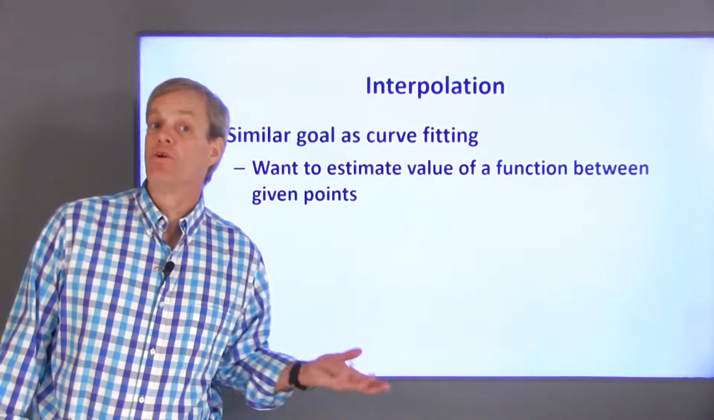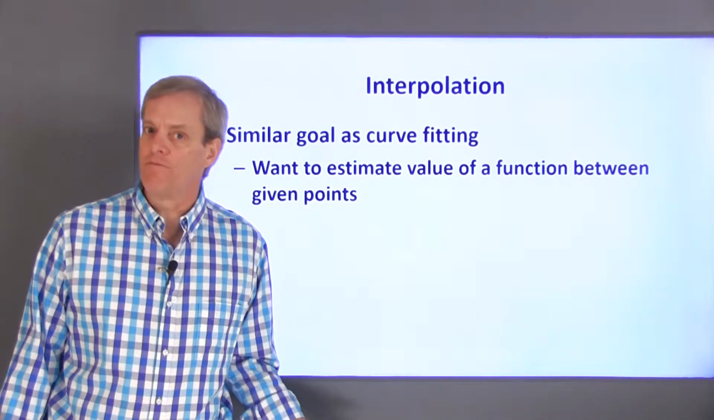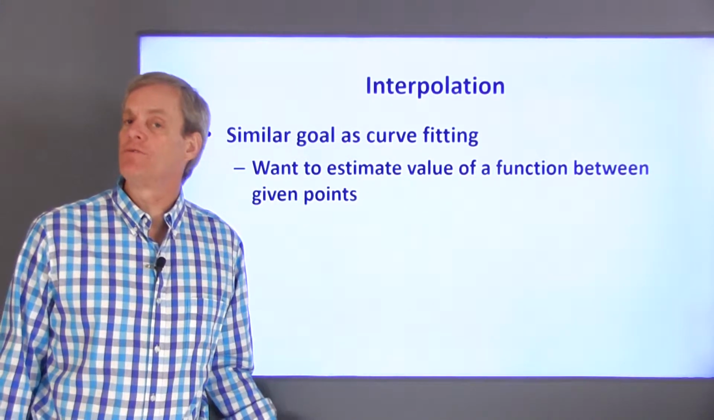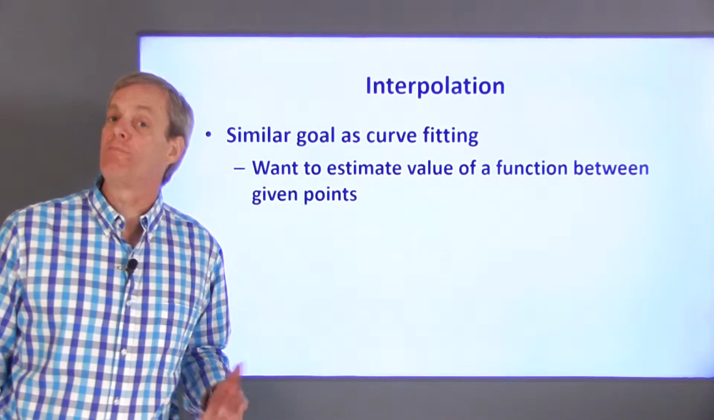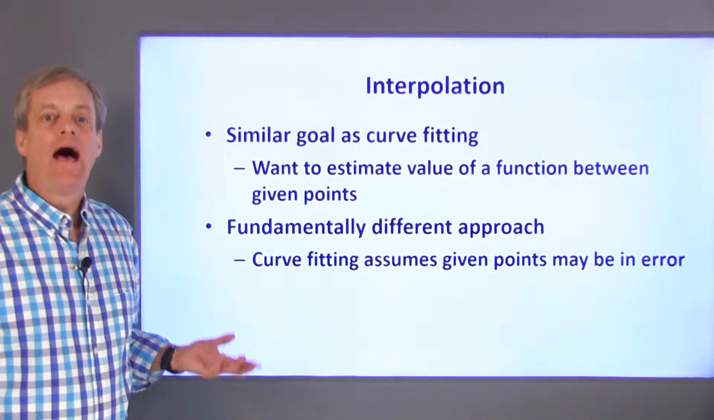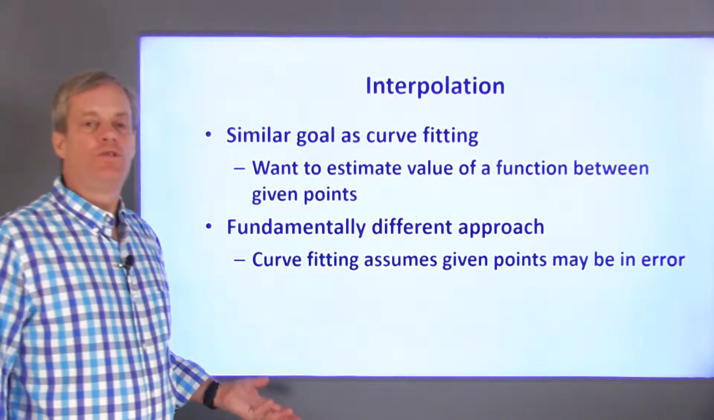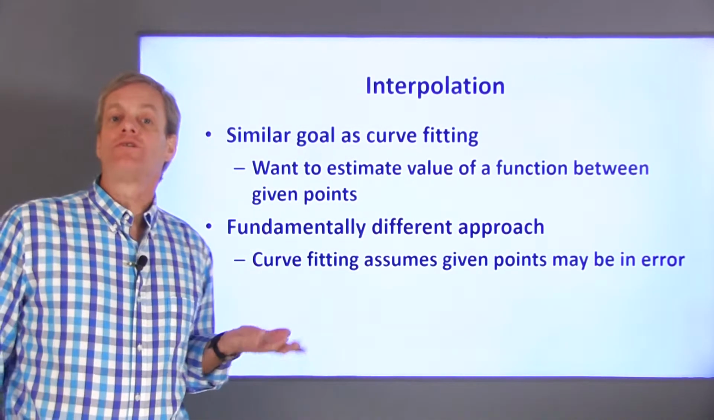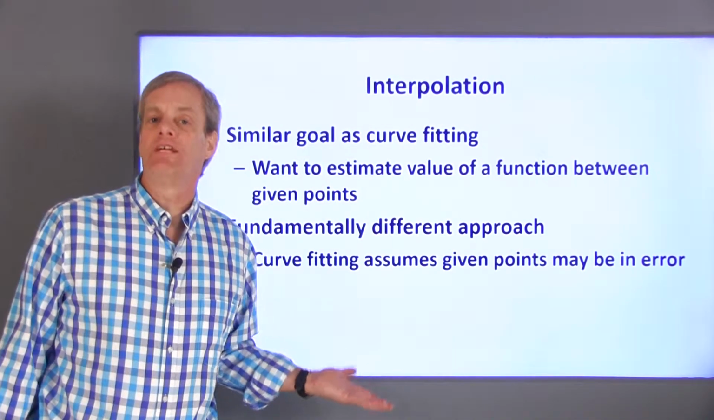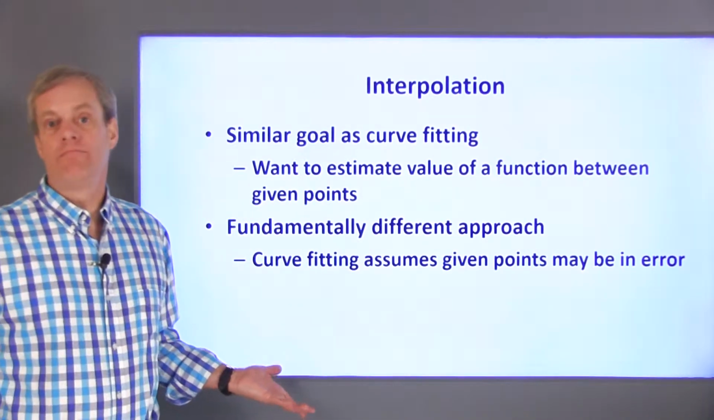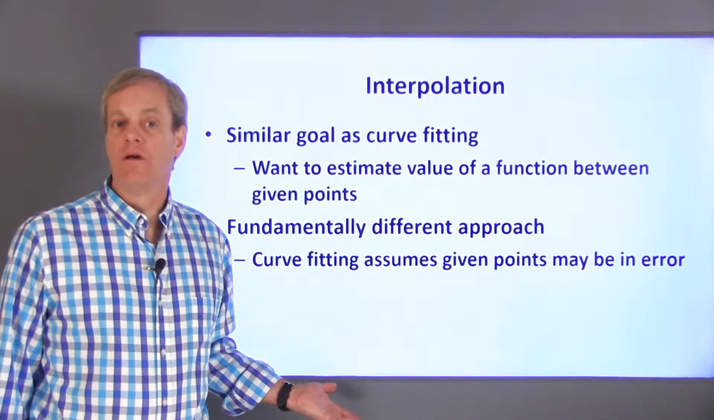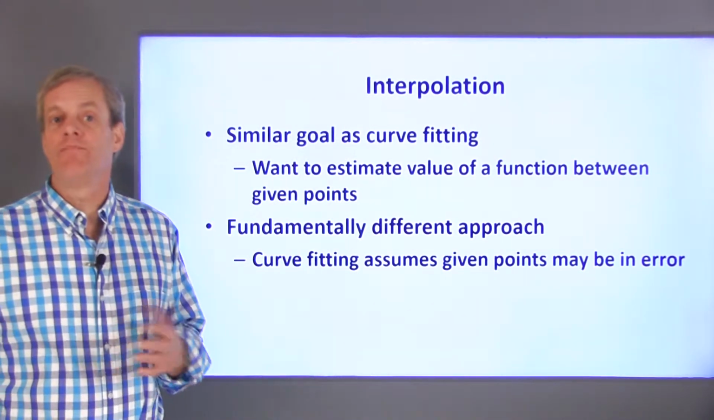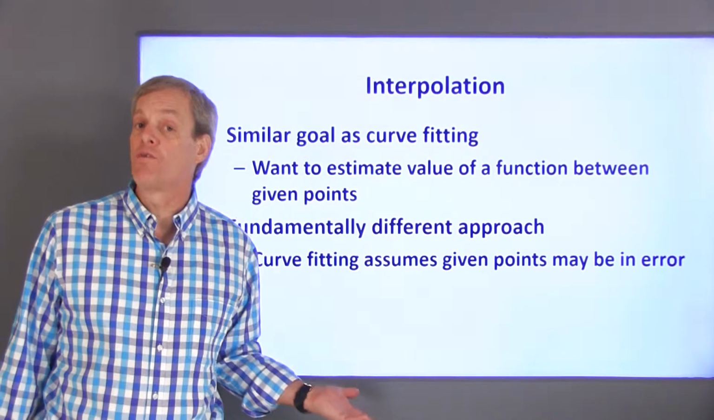As I said, the goal of interpolation is similar to curve fitting. In both approaches, we're given a set of data points and we want to infer the behavior of the relationship between the data points. However, the fundamental approaches used by the two methods are very different. In curve fitting, we assumed that the given data was the result of an experimental measurement which contained noise, measurement errors, and other uncertainties. The goal was to determine an underlying functional relationship that best described the trend of the overall set of data.